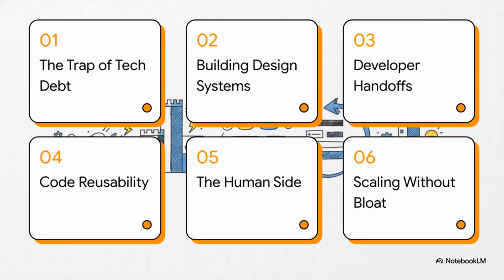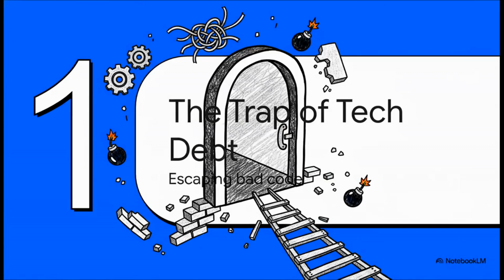All right, here is our game plan for today's explainer. We'll start with the trap of technical debt, explore building the design system, master the developer handoff, dive into components and code reusability, tackle the human side of handoffs, and finally, scale without the bloat. Let's jump right into Section 1, the trap of technical debt, and how we escape this nasty cycle of bad code.